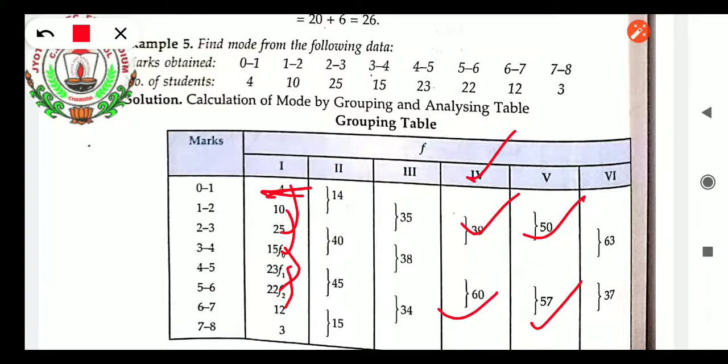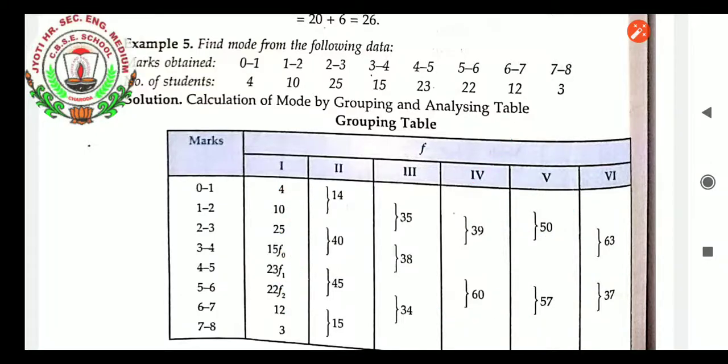Okay, now 6th column, leaving the 2 frequencies. What am I saying in the 6th column, leaving the above 2, add up the next 3. In this way, the 3 which were left out in the earlier calculation of frequency will be added up in the last column. 25 plus 15, 40 plus 23, it will be 63. Okay, now the next, 22 plus 12, 34, 34 plus 3, 37. Got the frequency?